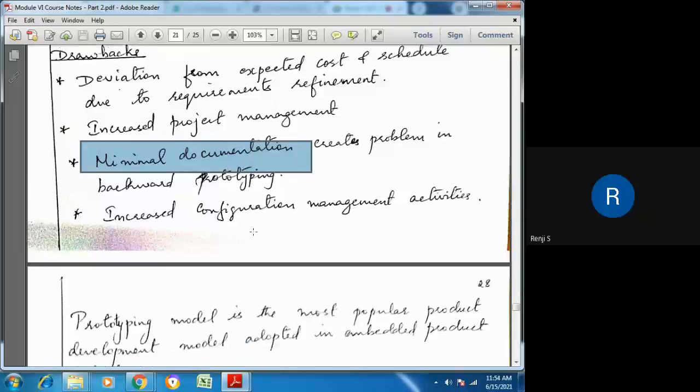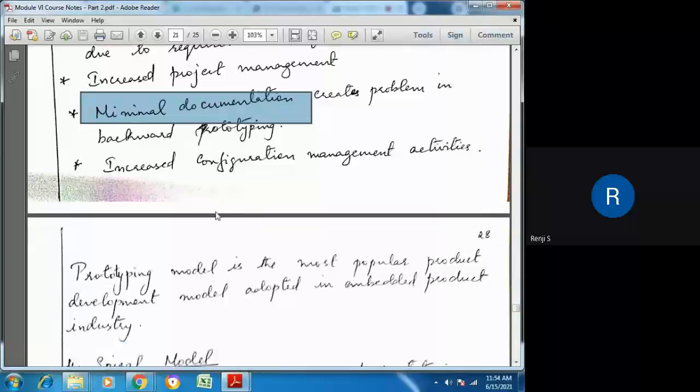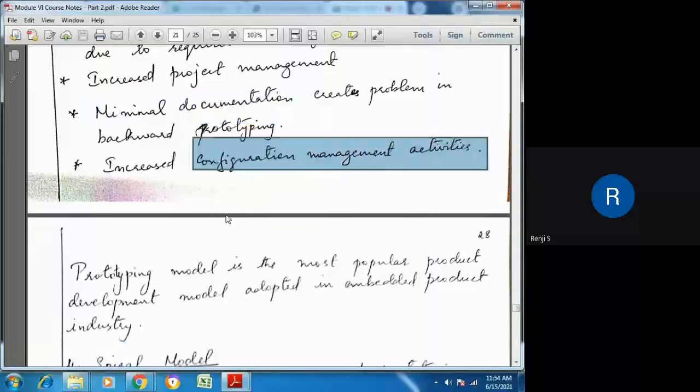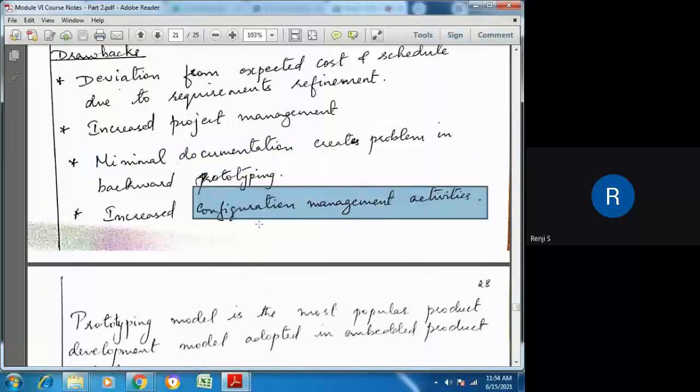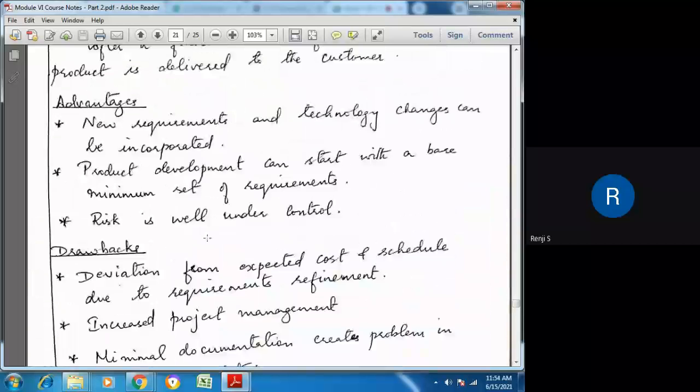Then there are increased configuration management activities. That is, since changes are going on, configuration activities must also be done. So there is an increased need for configuration management. And when the configuration management process is incorporated at a higher rate, it means that it is difficult to manage the product. So these are the drawbacks of the prototyping model.